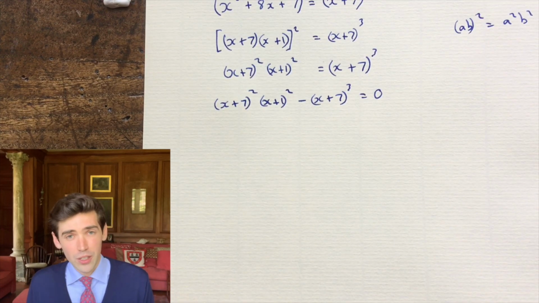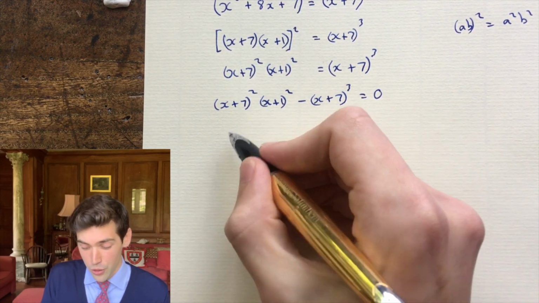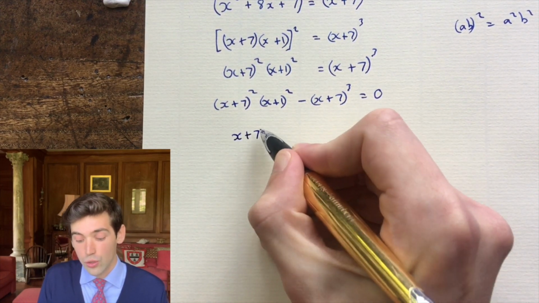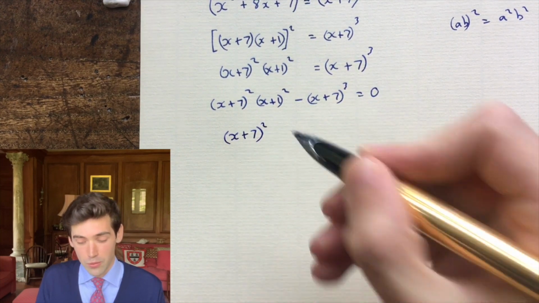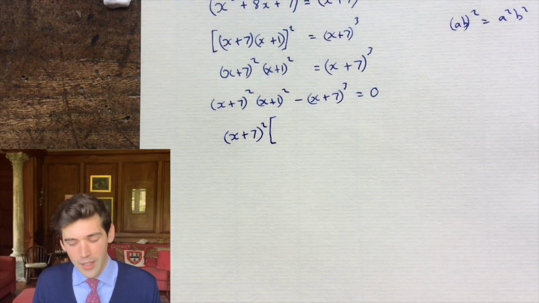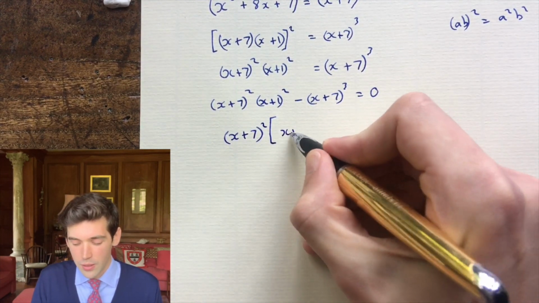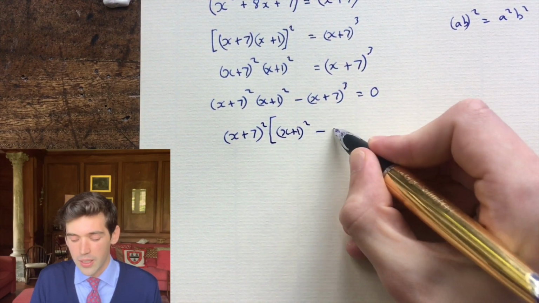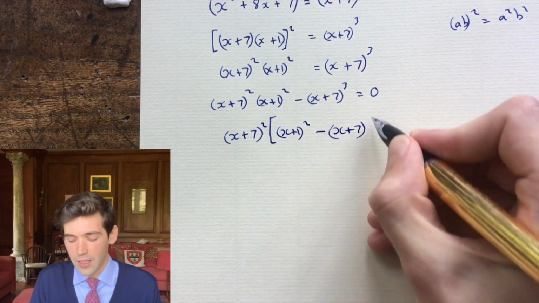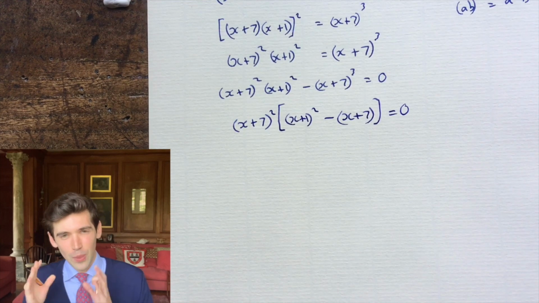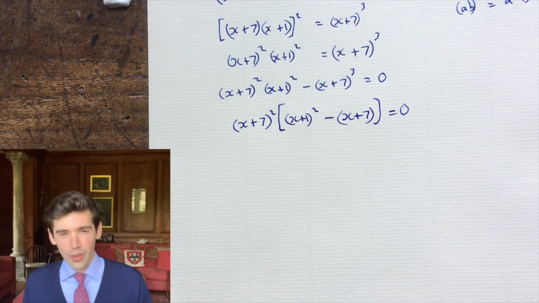So just remember the basics of factorizing. If you've got a common factor, use that first. And we do. So x plus 7 squared, in fact, that's the highest common factor. And now use square brackets because we're doing brackets within brackets. x plus 1 squared minus x plus 7. Now I like to put that in brackets again, just to make it absolutely clear what I'm doing. And it's just much less work, cognitively speaking.